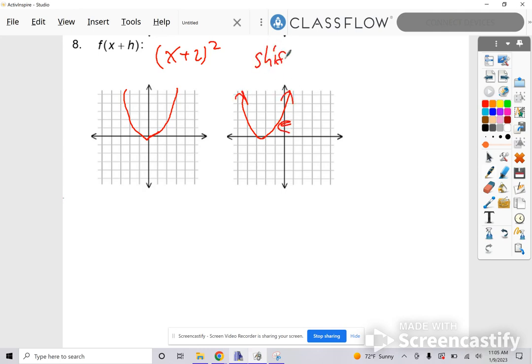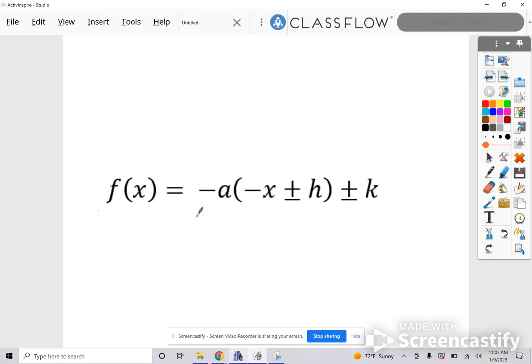So shift left. Okay, and these are the 8 things that can happen. Really 7 we're going to worry about this year. You can have that negative on the inside, but you'll talk about that next year. Okay, so let's break down each of these parts here. The negative here causes a reflection over x.